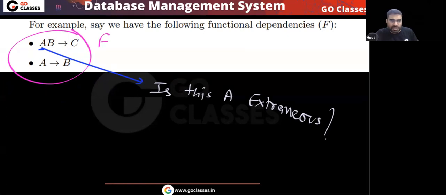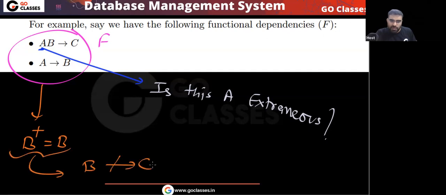So in this FD set, what you will do? You will find out what is B plus. Tell me, what is B plus? B plus is only B. So I can say that B cannot determine C. Yes or no? So this A is not extra.